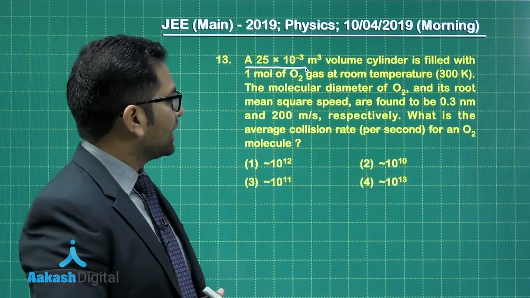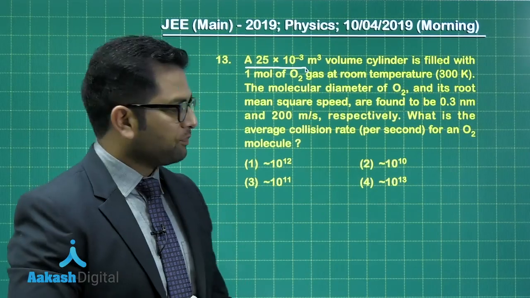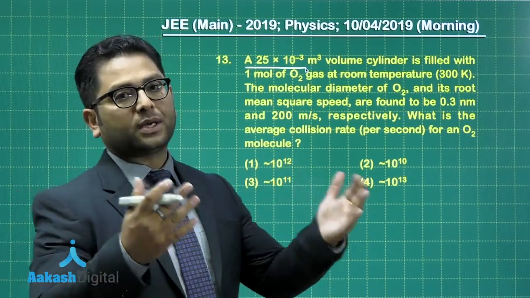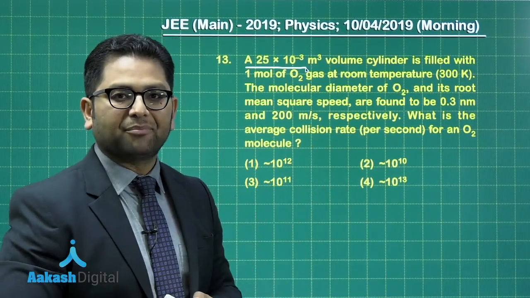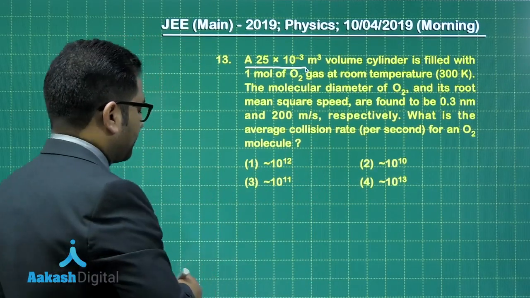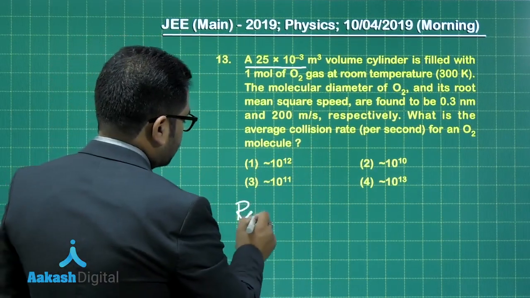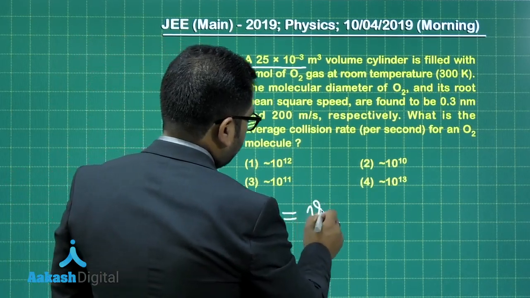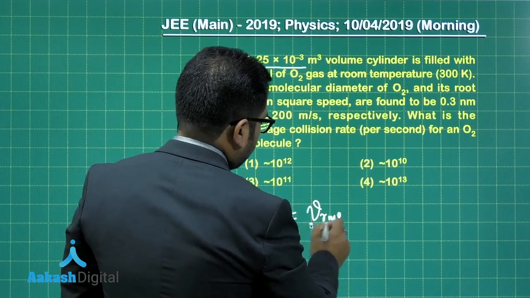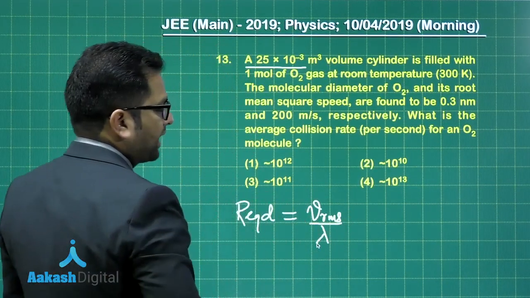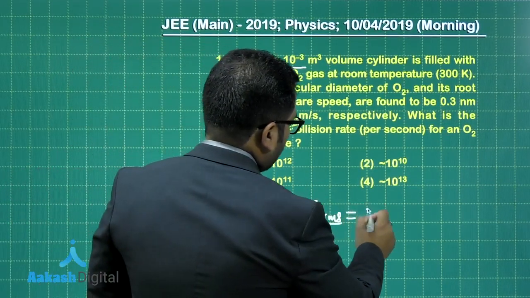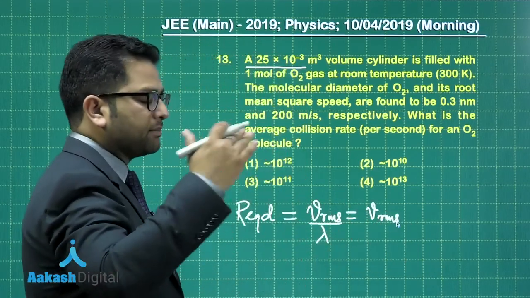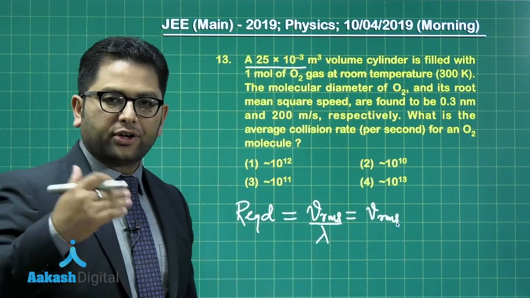We need to calculate the average collision rate. So the collision frequency, that means 1 upon the relaxation time, is quite obviously equal to VRMS divided by the mean free path. And what is the expression of the mean free path? Well, that is 1 by root 2, you remember, right?